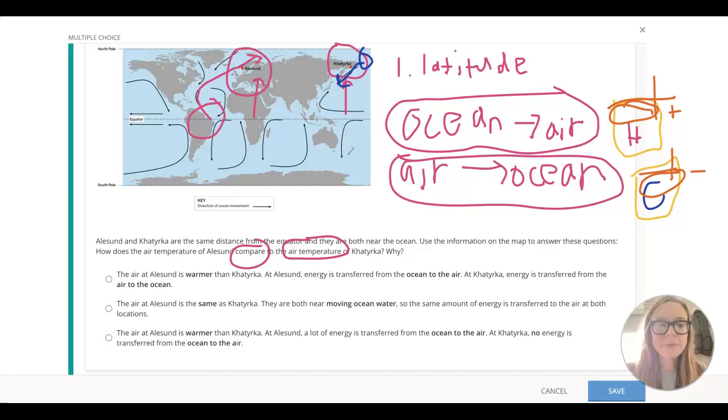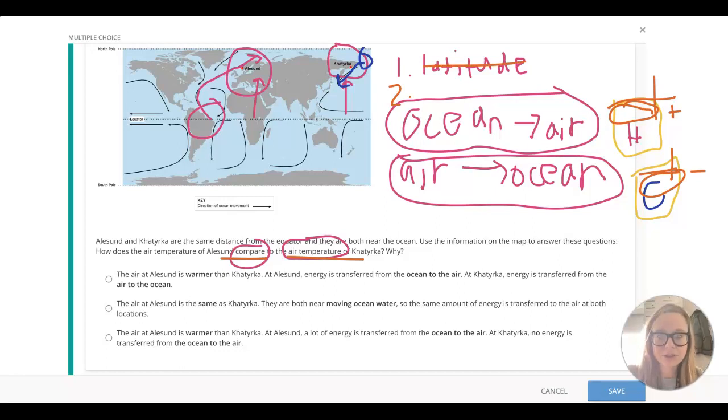And so at this point, all we have done is we have just looked at the question. So it's asking us to compare the air temperature. And so I can already say, based on the information I know, so this is number 2. So we first looked at latitude and we said that doesn't really help us.